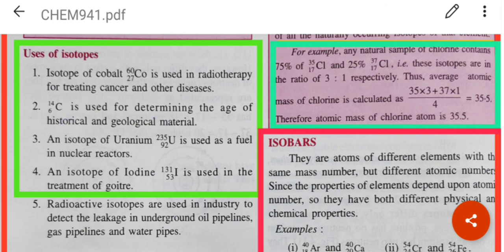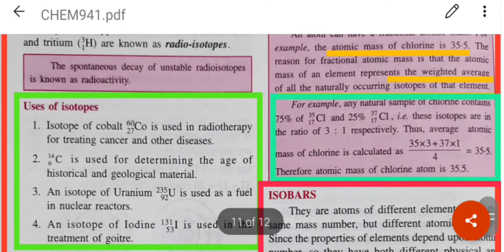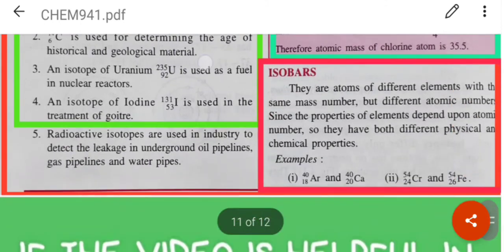Then 14C6 is used for determining the age of historical and geological material. And the isotope of uranium, 235U92, is used as a fuel in nuclear reactors. And the isotope of iodine, 131I53, is used in the treatment of goiter. So you remember these uses of these four isotopes.